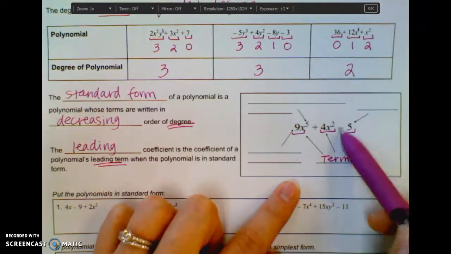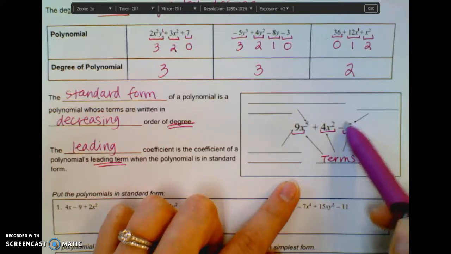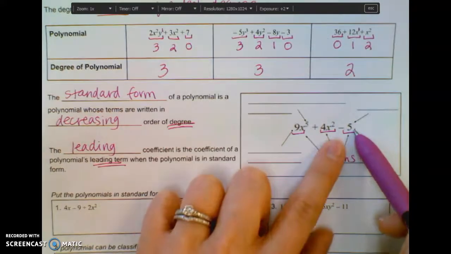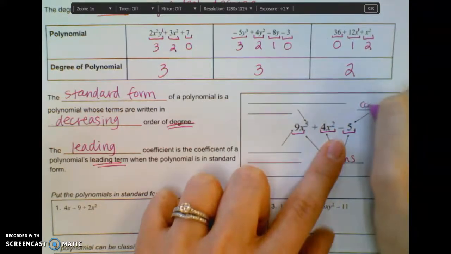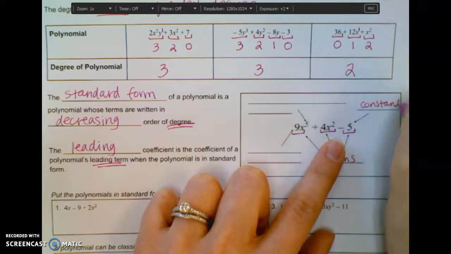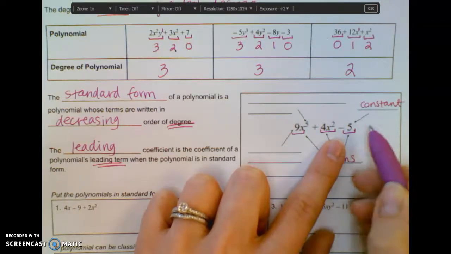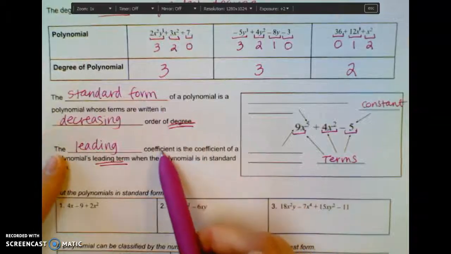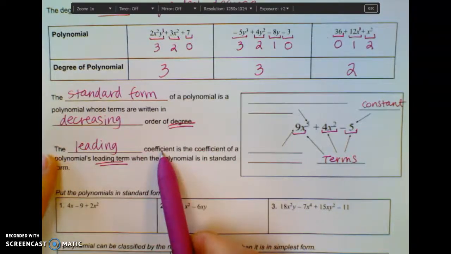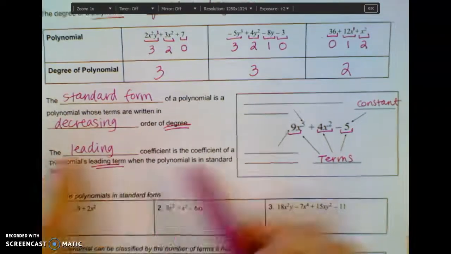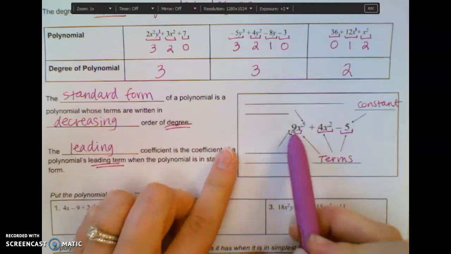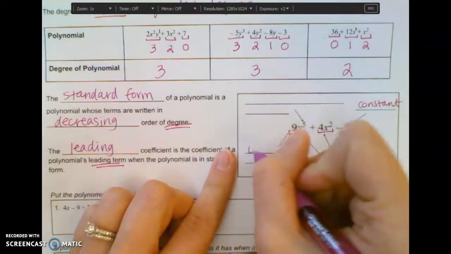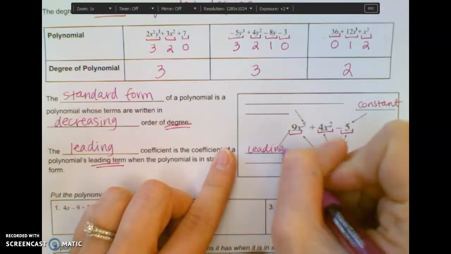What we looked at on the front of our page was that this term here, the one at the end that doesn't have an x, is called the constant. Now, of course, we do know that we can write that as 5x to the 0. Well, what do these tell us over here? This tells us that the leading coefficient is the coefficient of the leading term. This is the leading term. That means 9 is the leading coefficient.